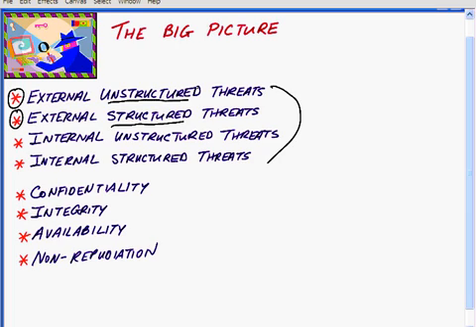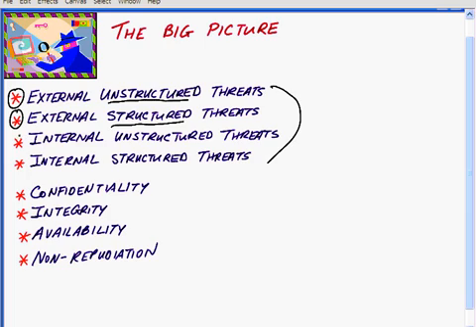Structured threats, however, are structured attacks, people trying to get into our network using IP spoofing techniques, denial of service attacks on our servers, doing reconnaissance attacks to find out information so they can do further attacks on our networks. These are planned malicious attacks. So we need to be aware of the 2 different types of external attacks.